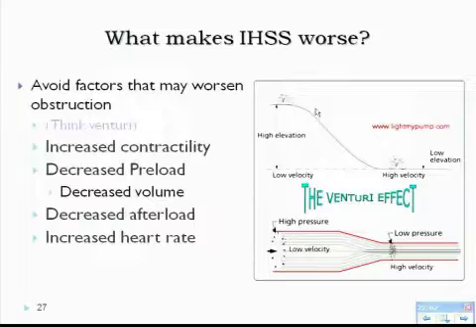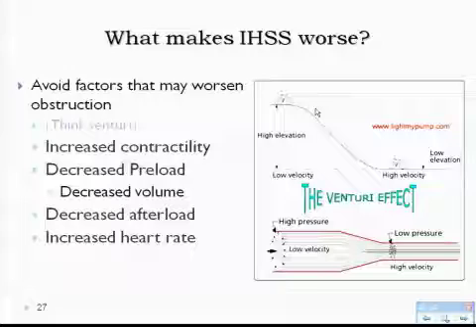Now, what makes IHSS worse is, think of a Venturi effect. Venturi is like a little jet engine that you blow through. Okay? If you increase the velocity of the flow, the more rapidly the shutters come together. So that's what you're trying to avoid. So increasing contractility is a bad thing in this disease.